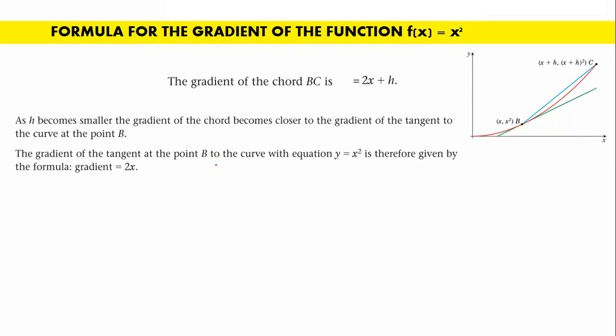The gradient of the tangent at point B to the curve with equation y equals x squared is therefore given by the formula 2x, or the gradient is given by 2x.